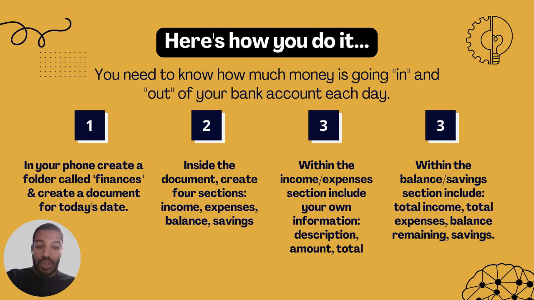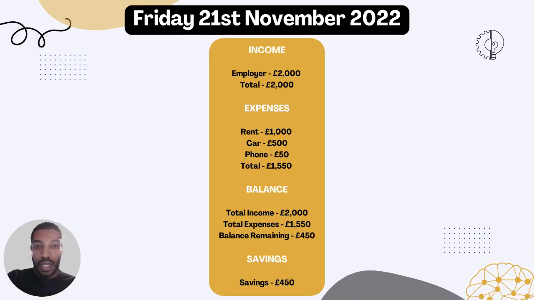And then you want to have a total at the end of each of these 2 sections, income and expenses. You want to have a total income and you want to have your total expenses. Then within the section for balance and savings, you want to have a total income, total expenses, and then you want to have a balance remaining. That should all go within the balance section. And then in the savings section, you want to have just your savings, the savings amount. So it should look something a bit like this.